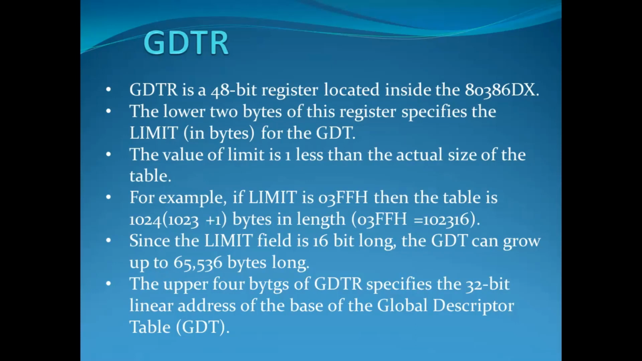Since the limit field is 16 bits long, the GDT can grow up to 65,536 bytes long. The upper 4 bytes of the GDTR specify the 32-bit linear address of the base of the global descriptor table.